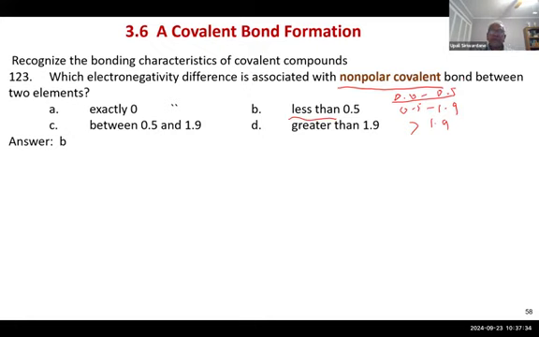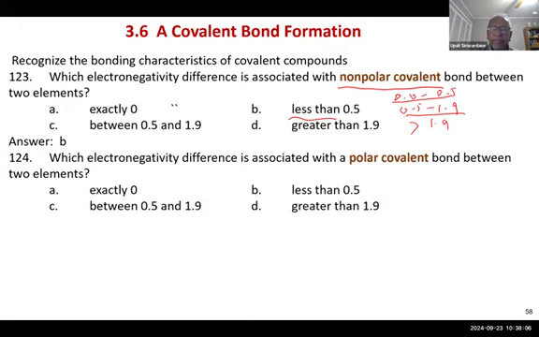When you have two elements, you can decide whether that compound is going to be ionic or covalent. If it is going to be covalent, the bond between those two atoms can even be predicted. The bond is going to be polar if the electronegativity difference is between 0.5 and 1.9. If less than 0.5, between 0 and 0.5, that's a non-polar covalent bond.